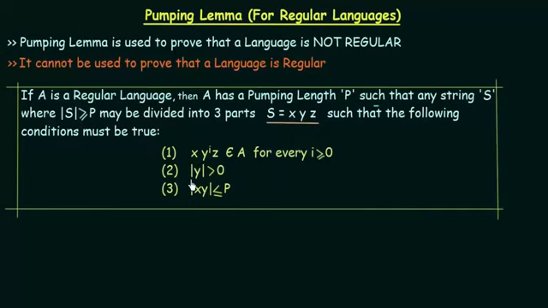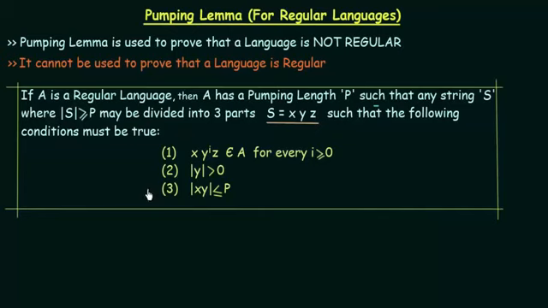The second condition says that the length of Y should be greater than 0, and the third condition says that the length of X and Y together must be less than or equal to P, which is the pumping length. So for a language to be regular, these three conditions must be true. This is what we get from the pumping lemma.